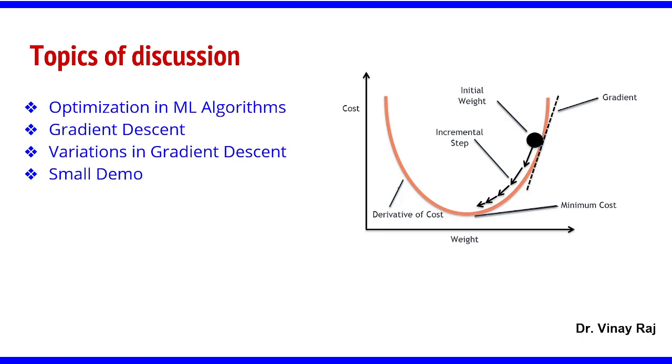So today we are going to discuss in general what optimization is, and then the gradient descent technique, different variations in gradient descent, and a small demo in Python programming. We will see how we actually do this, because whatever we do mathematically can also be done programmatically, which is very quick and fast, and then we will come to a conclusion.